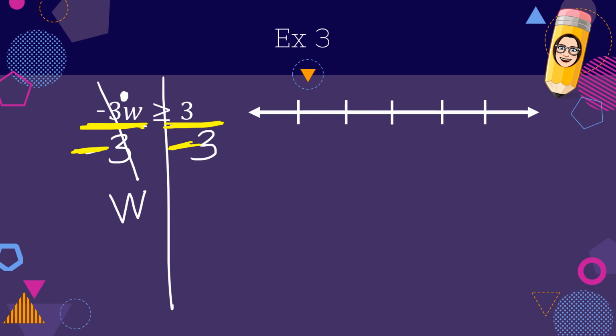Here's how our special rule works. If you divide by a negative, you need to flip the sign. See how I did that? There's our special rule highlighted in yellow.